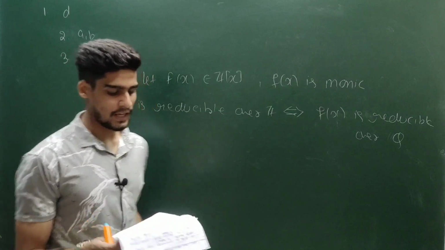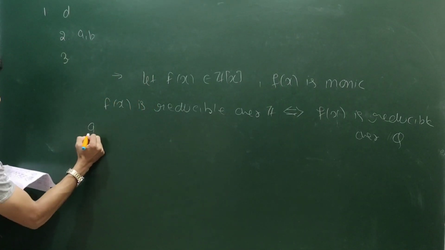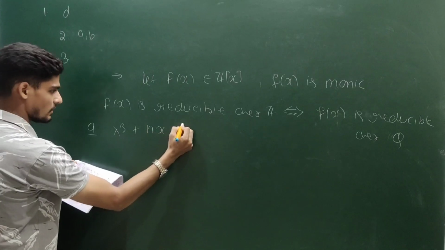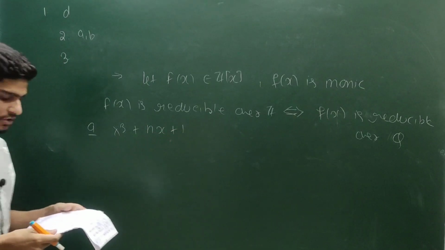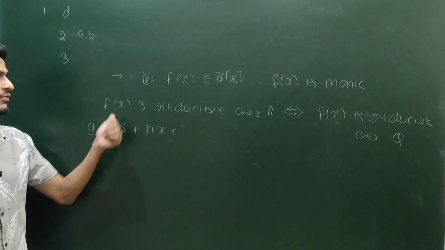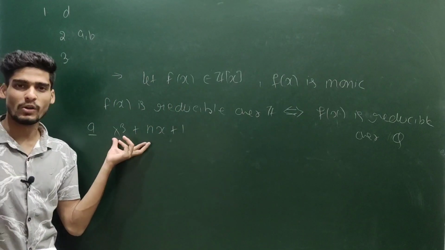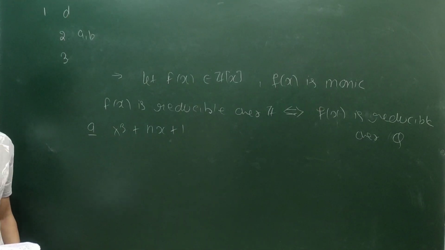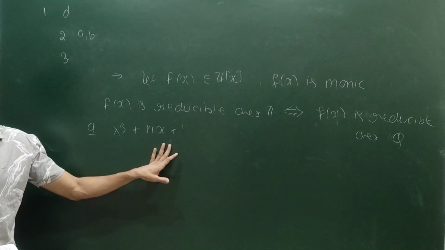Now option A: x cube plus nx plus 1 is irreducible over Z for every n. See, this is a monic polynomial defined on Z[x]. It is irreducible over Z if and only if it is irreducible over Q. So is it irreducible over Z for every n? Is it necessary that it is irreducible for every n?